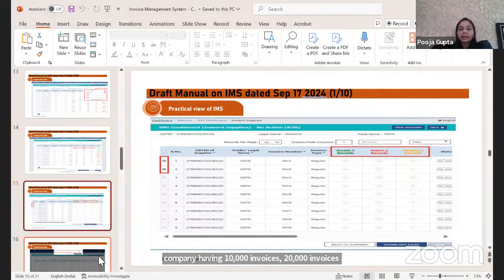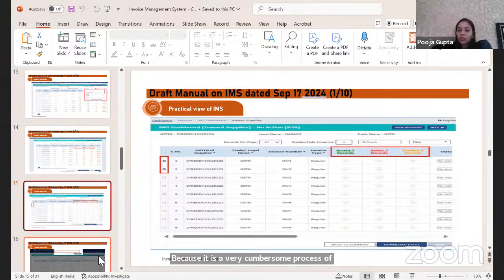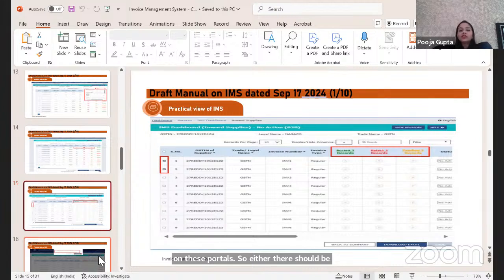not going to work like that, because it is very conservative, very clerical work to put ticks, and it is prone to error also. Either there should be some software that will integrate the IMS dashboard, or we should have the functionality of uploading the actions after taking the actions in Excel, because it is a very cumbersome process of doing tick and non-tick on these portals. So either there should be some uploading facility or there should be the linkage.